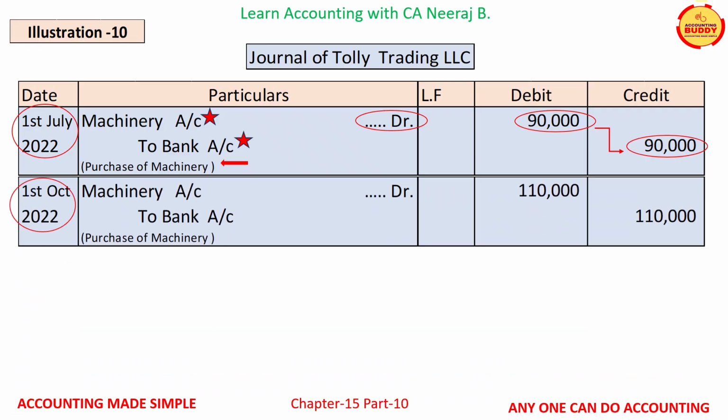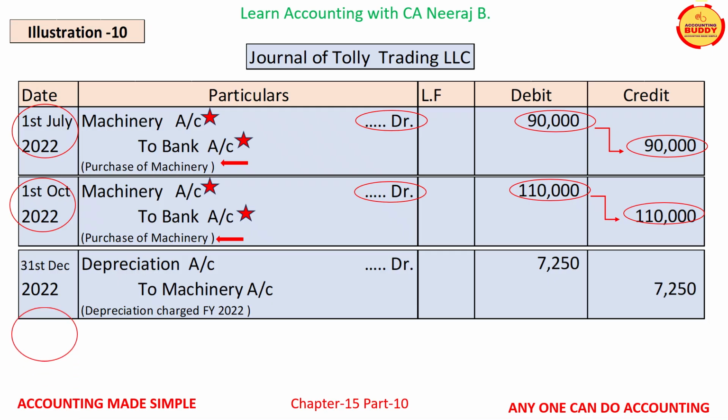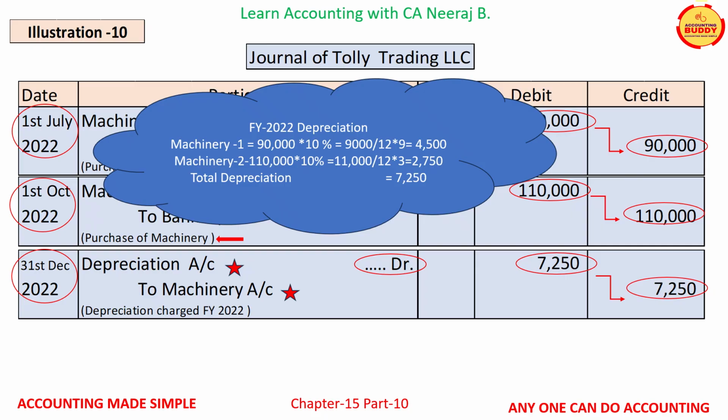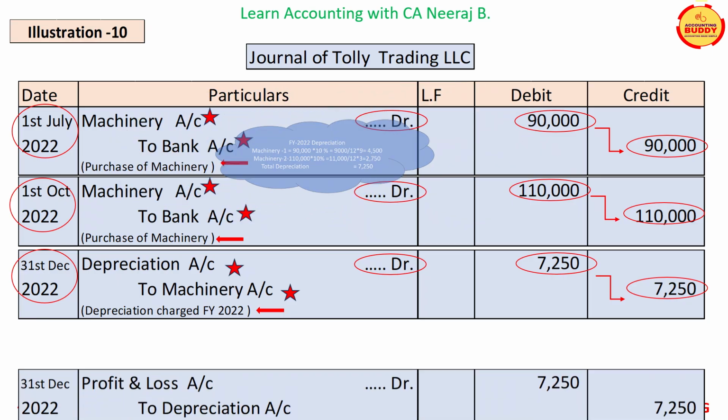Similarly, on 1st of October 2022, business purchased another machinery for $110,000 against a check payment. The entry will be passed by debiting the machinery account and crediting the bank account for $110,000 by writing the proper narration. On 31st December 2022, depreciation for the financial year 2022 entry is passed by debiting the depreciation account and crediting the machinery account for $7,250. The calculation of the depreciation for both the machines is explained on your screen. Proper narration of the entry is also mentioned.